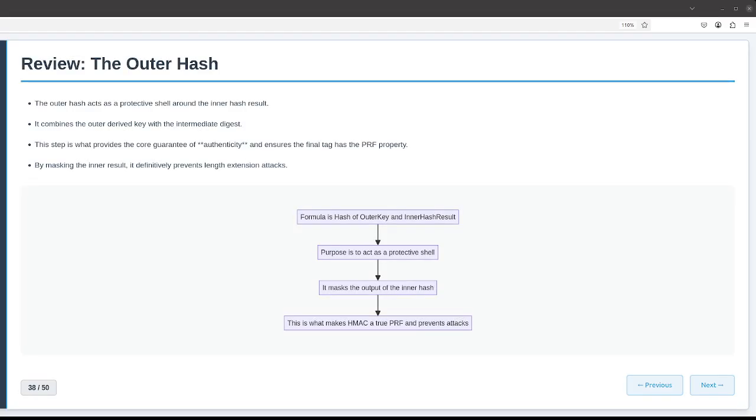Review the outer hash. The purpose of the outer hash, H of K XOR opad concatenated with the result of the inner hash, is to provide the security guarantee that makes HMAC a true PRF. It effectively acts as a protective shell around the inner hash. An attacker cannot reverse this outer hash to learn about the intermediate result. This is what prevents length extension and other attacks where an attacker tries to manipulate the internal state of the hash function. The outer hash finalizes the process and produces the secure tag that can be publicly shared.